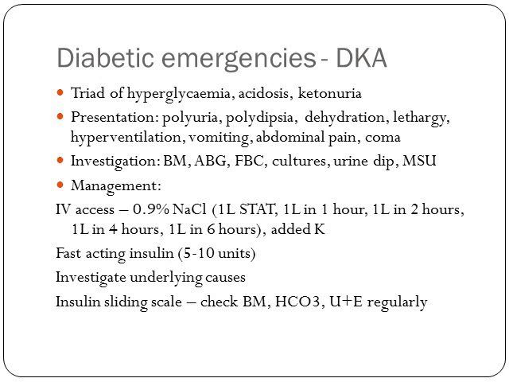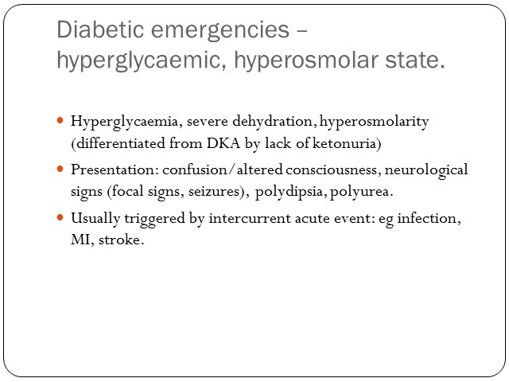You need to really think about their potassium, because insulin drives potassium from the circulation into the cells, so you need to be replacing that as well. And then they need to be on an insulin sliding scale, with regular checks of their blood sugars, their acidotic state, and their U's and E's to keep an eye on their potassium. So that's the hyperglycemic state of type 1 diabetes.